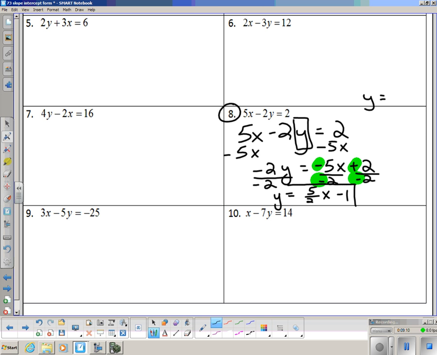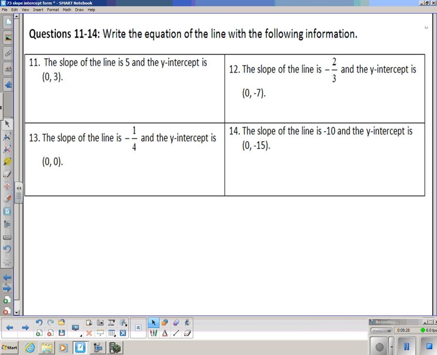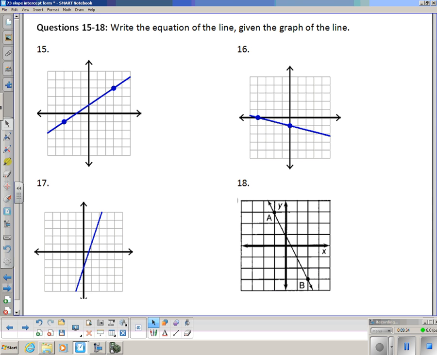So here's my equation solved for y. And now I can just get the slope and the y-intercept. The slope is 5 over 2, and the y-intercept is 0, comma, negative 1. Those are our answers. All right. You should be able to do questions 11 through 14 with no problem. I'm just going to walk you through question 15 to show you how it would be done.